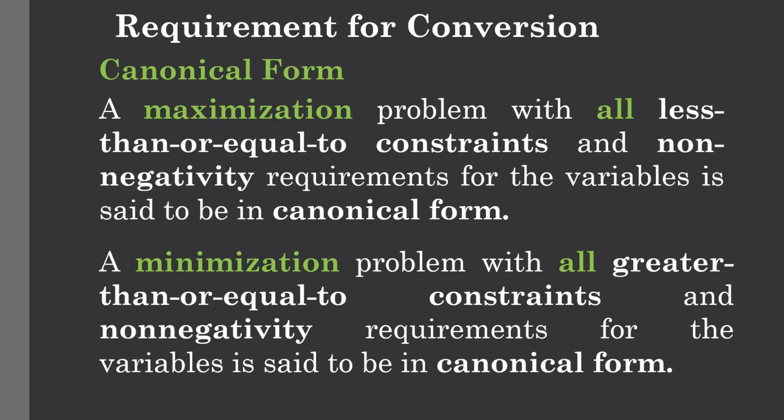Here is the requirement for the conversion. For converting a primal into a dual, the original problem, the primal problem, should be in canonical form. For example, if the original problem is of maximization, then all less than or equal to constraints should be involved in that problem, and non-negativity requirements should also be satisfied. If the primal problem is in minimization, then all the constraints involved should be of greater than or equal to, and non-negativity constraints should be satisfied.